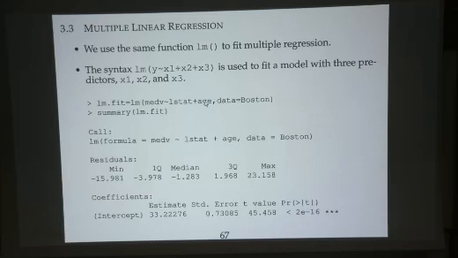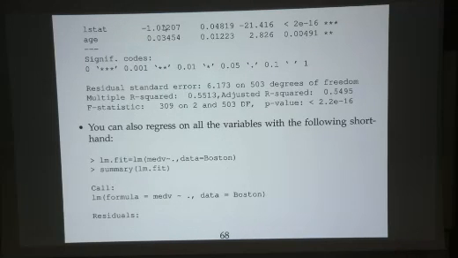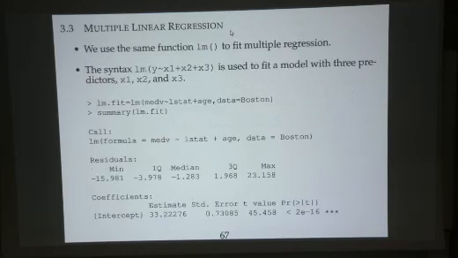After you fit, you get the residuals, so you can compute the minimum, the first and third quartile, the median, and the maximum of these residuals, and you can also compute the coefficients. In this case, there will be 3 coefficients. One is the intercept, and the other 2 are the coefficients for LSTAT and age. And you also get the standard error for the same. You get the t-value and you get the p-values.